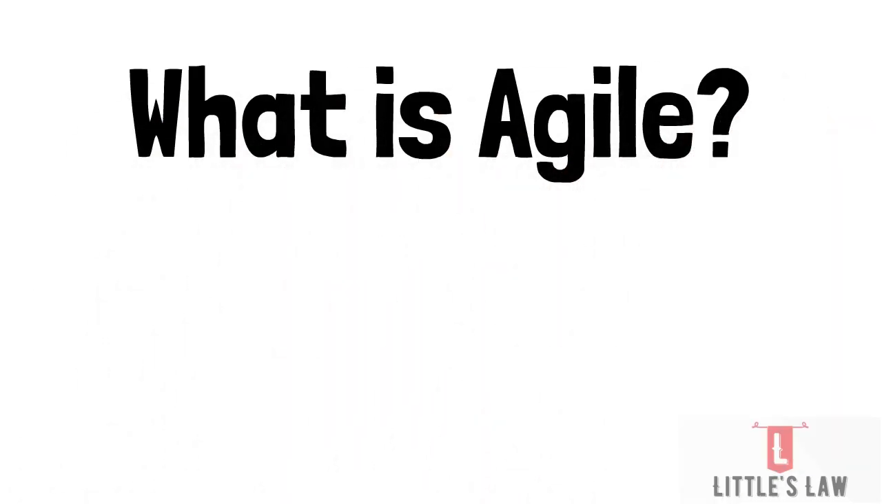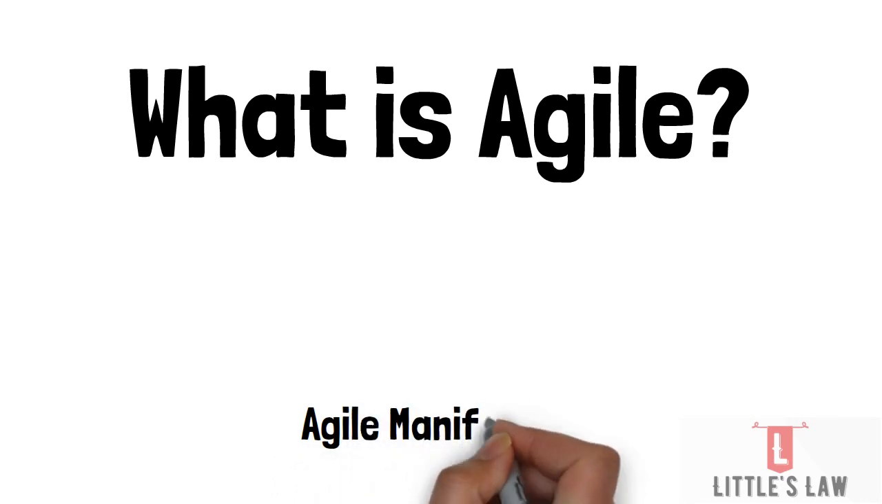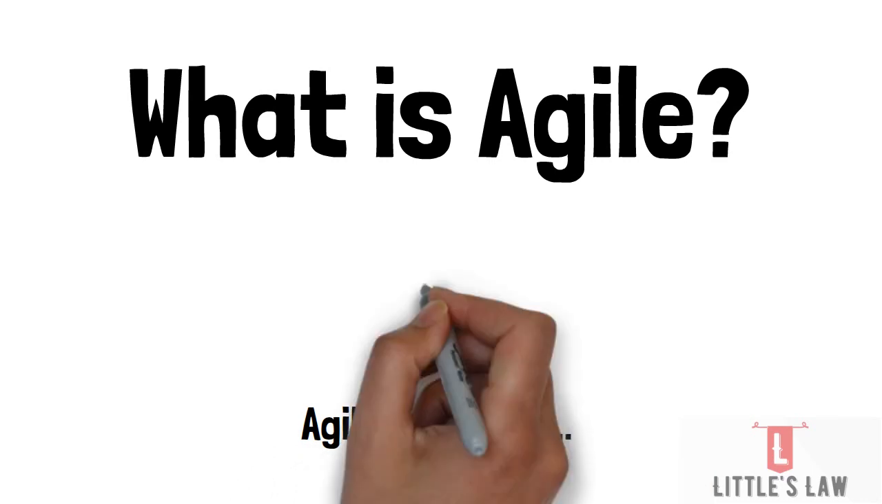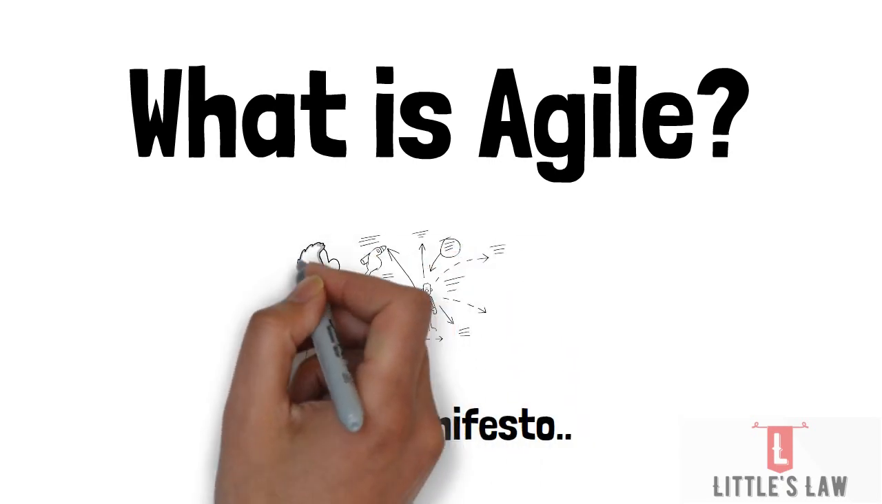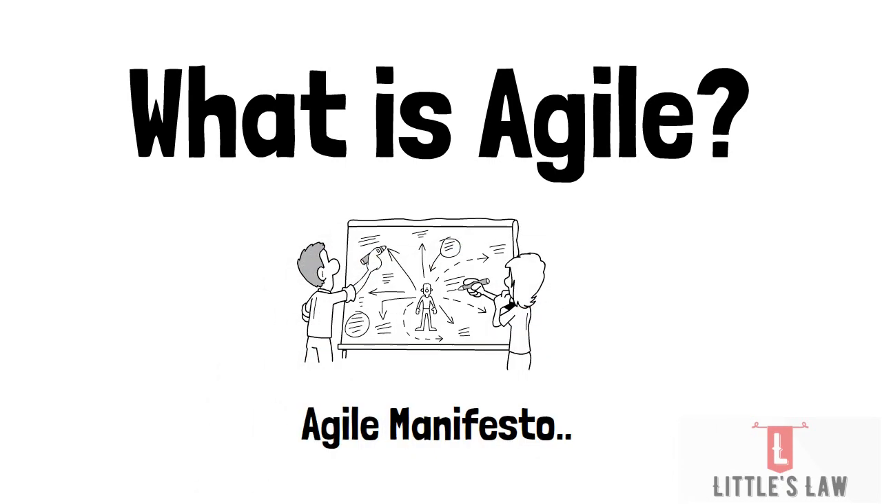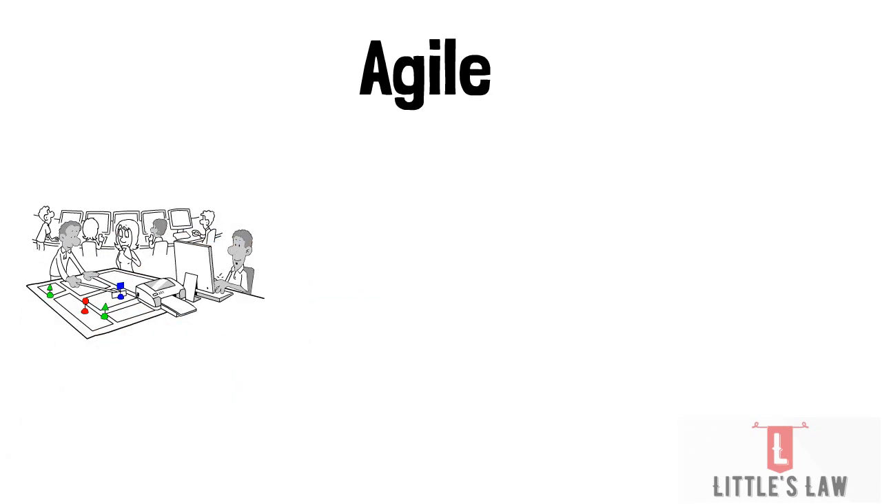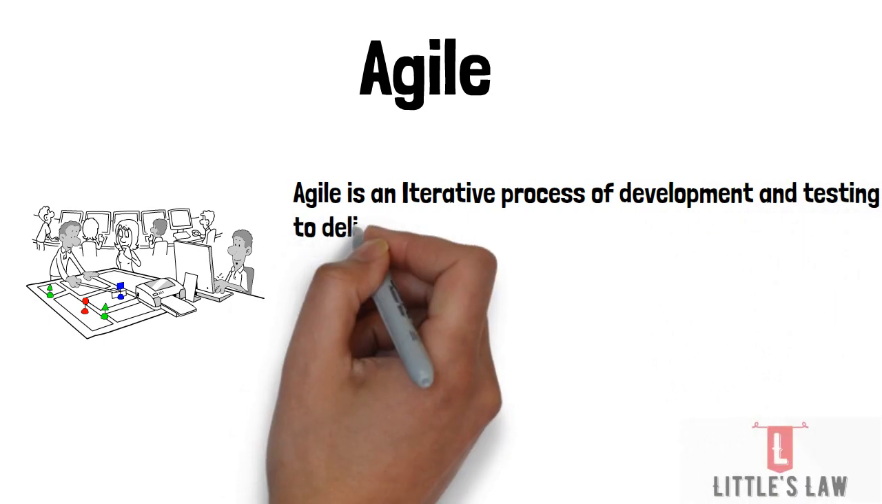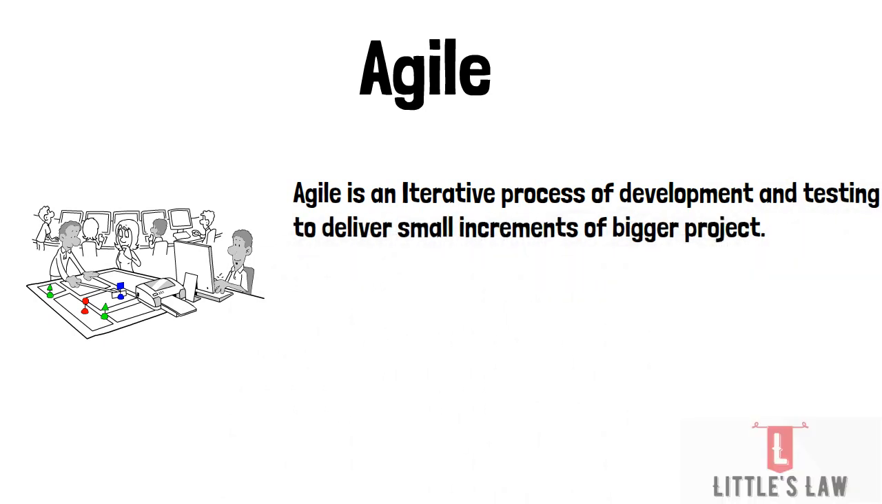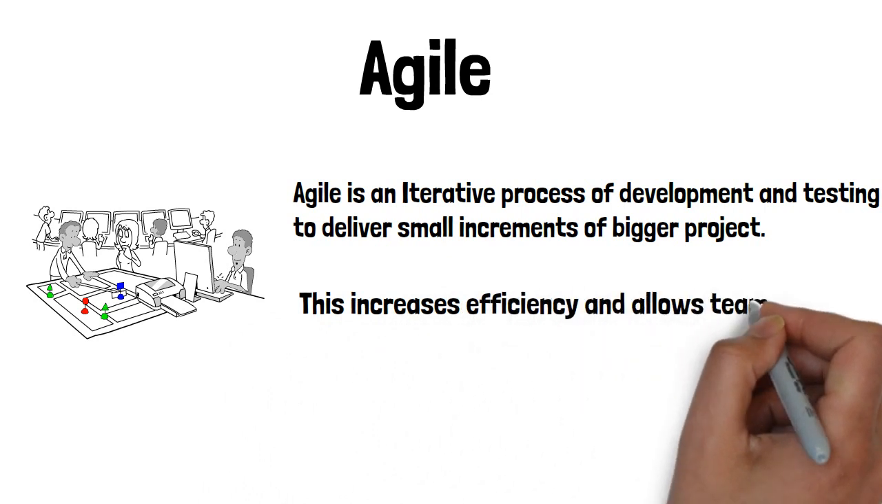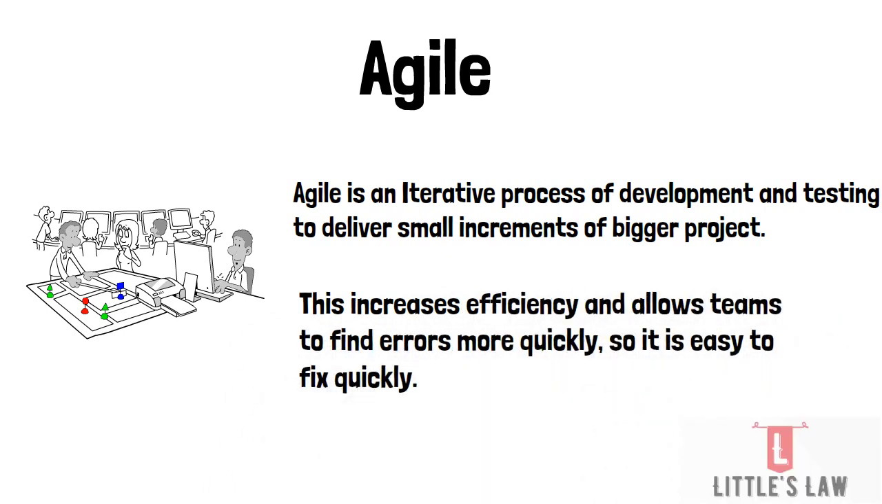So first let's see what is Agile. The best way to give an overview of Agile is to describe its four core values. And these core values are embodied by what is known as the Agile Manifesto. The Agile approach embraces an iterative process of development and testing that delivers small increments of a broader project. And this leads to increased efficiency and allows teams to find errors in the development stage more quickly since they can adapt to changes on the go.